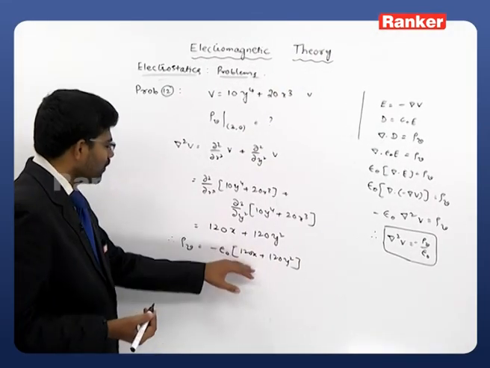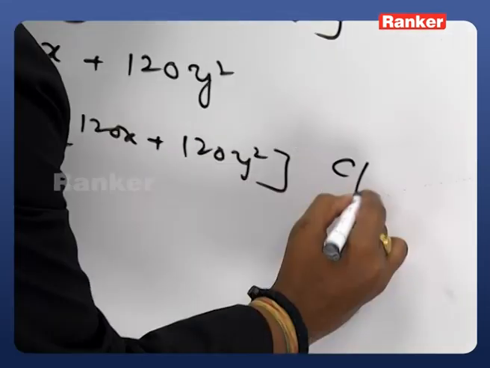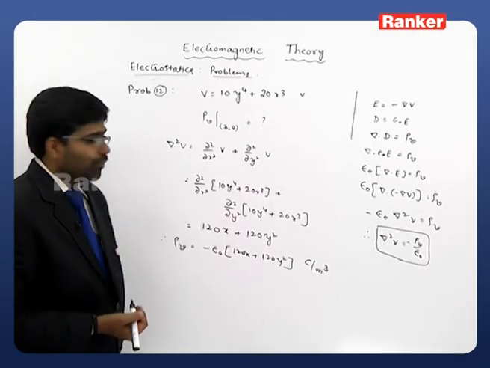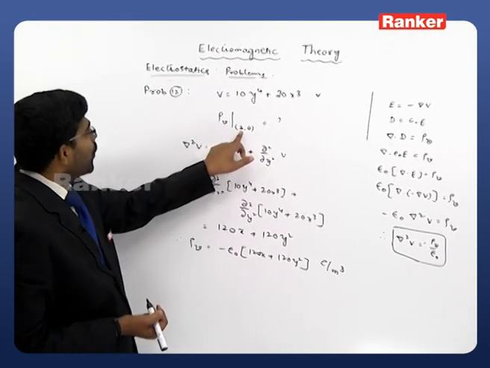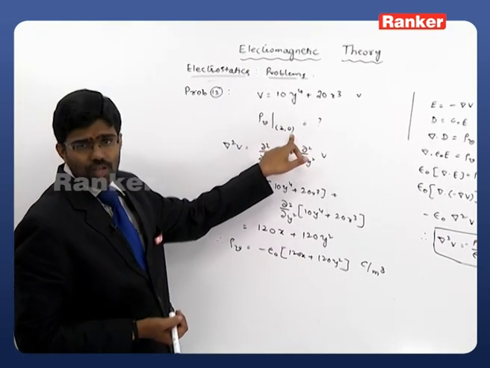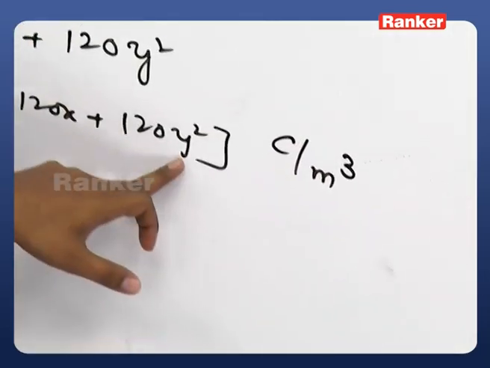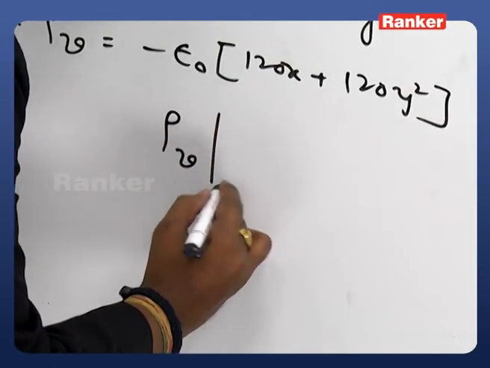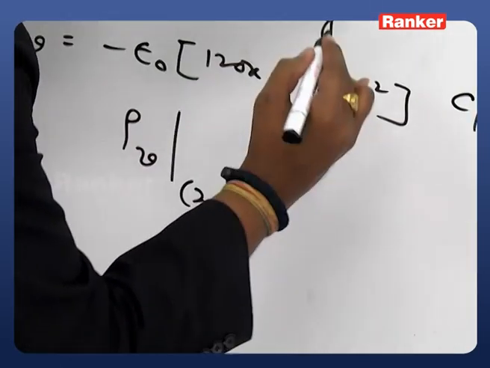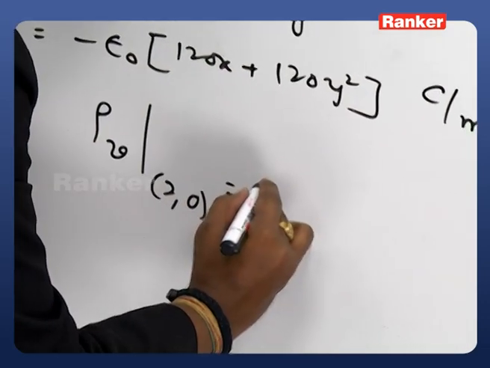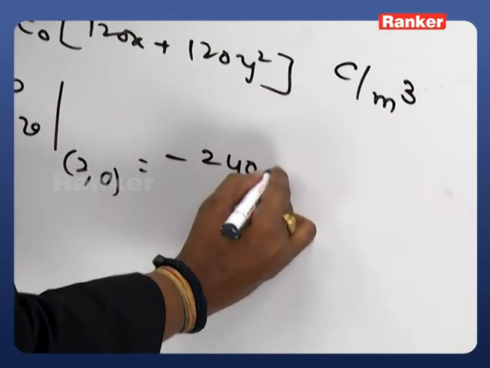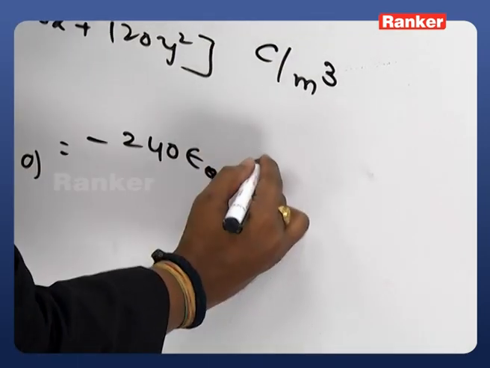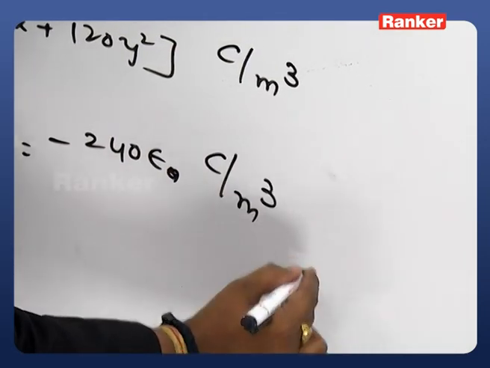This is a simple value. What are the units of this one? Coulomb per meter cube, volume charge density. But this rho V will be calculated at a point x equals 2, y equals 0. So substitute x equals 2 and y equals 0 here. Then the value for this rho V at (2, 0) now becomes 120 into 2, that is minus 240 epsilon naught, plus this term becomes 0, coulomb per meter cube.